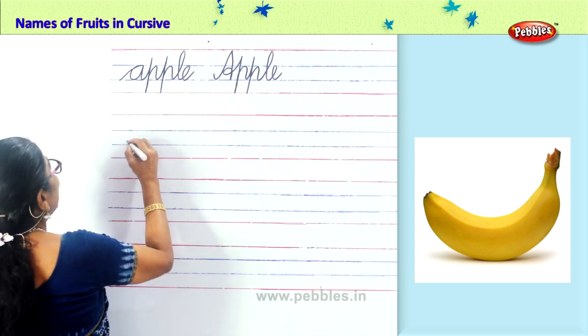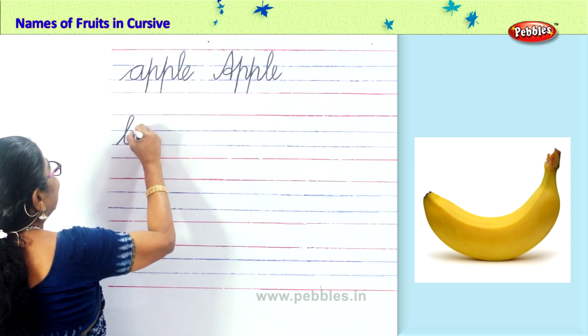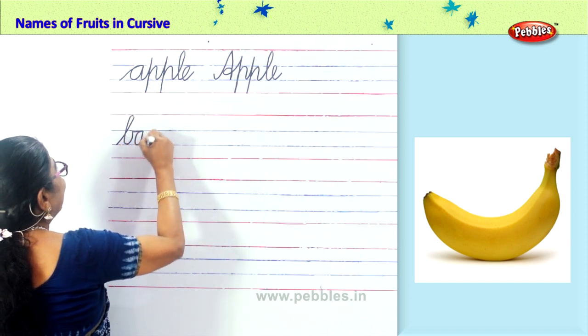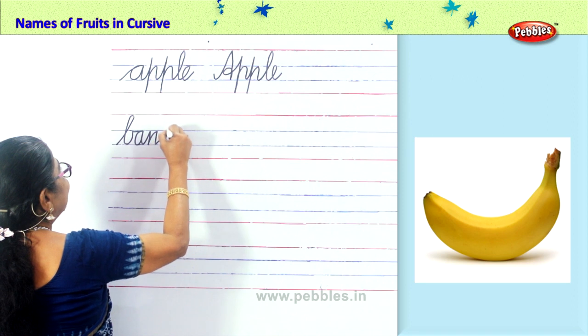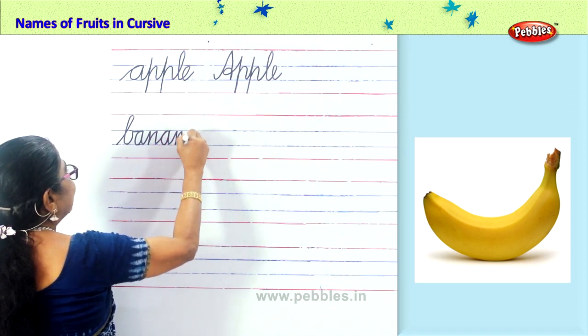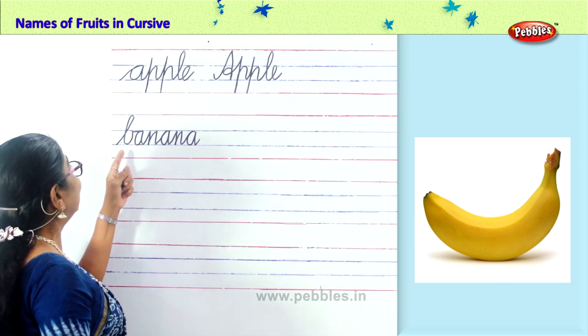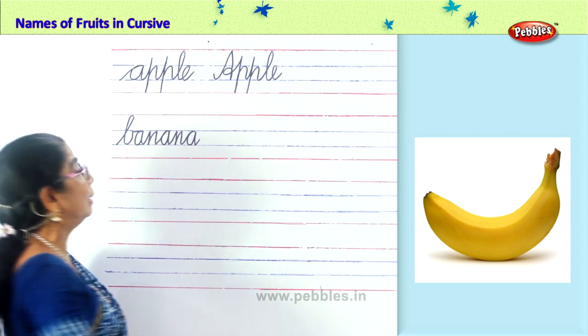Yes. Small b. B, A, N, A, N, A. Banana. Now let's write this B capital. Alright?